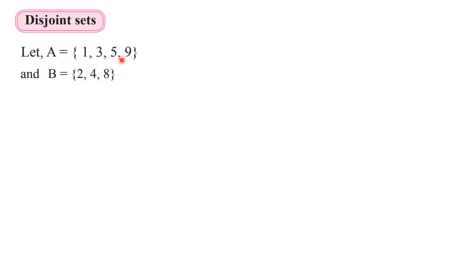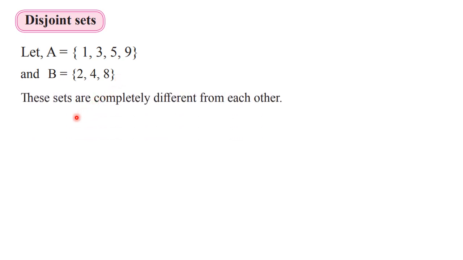What you will find is there is no common element. These two sets are totally different from each other. And such sets, they are called as what? Disjoint sets. Nothing in common, so they are called as disjoint sets.